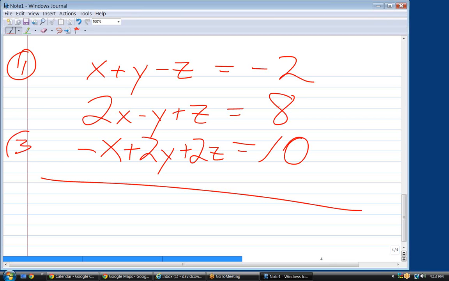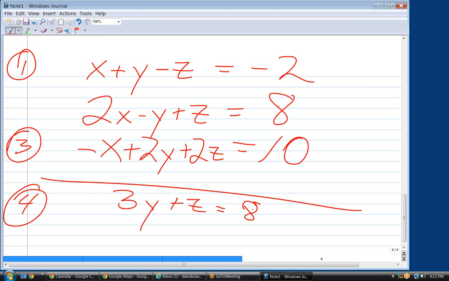What do I have to do to them? You just have to add them together. Okay, so that's going to produce equation 4, which is 3y plus z equals 8. Now, play with the other 2, any 2 out of the other 3. I could play with 1 and 2 or 2 and 3, and eliminate the same variable, so that we produce an equation 5 that is just in y and z.